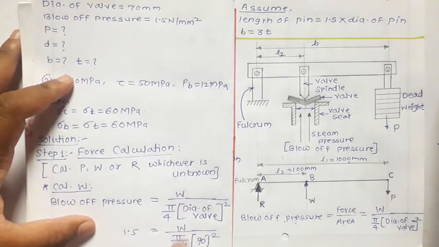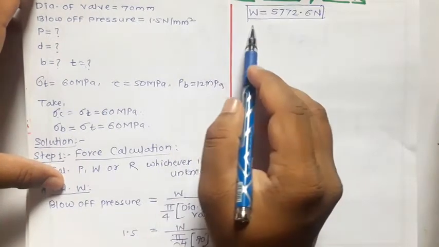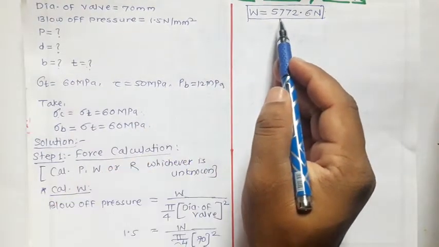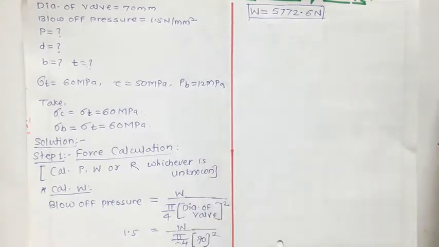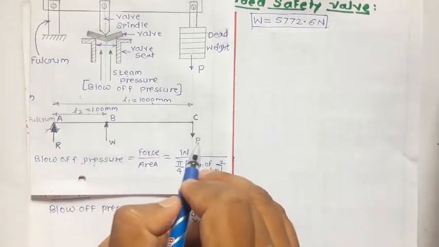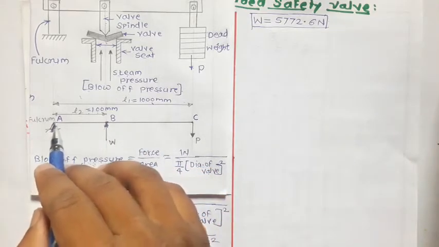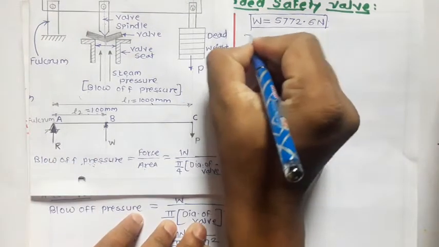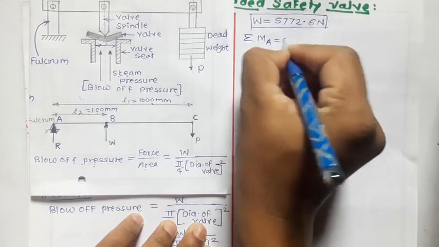So now calculate this W. If you calculate this, you will get the answer of W as 5772.6 Newton. Okay, now let us calculate P. In order to find P after calculating W, we can take the summation of bending moment at point A equal to 0. So let us write summation of bending moment at point A is equal to 0.